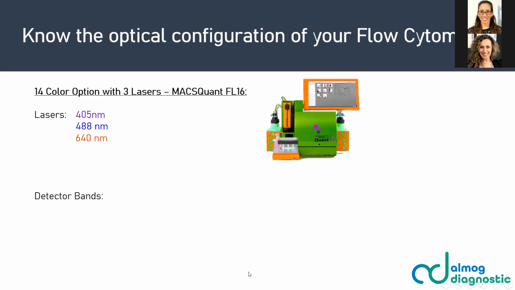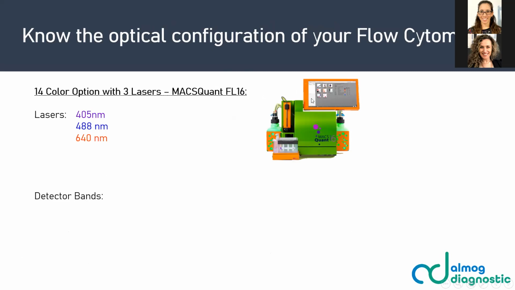So the first thing we will talk about is the optical configuration of your flow cytometer. Also, we here in Almog, when we build panels for our customers, this is actually the first question: which flow cytometer you have, which lasers are available, and which detector bands are available. Because this is something we need to know in order to choose the right fluorochromes for your panel. So here is an example.